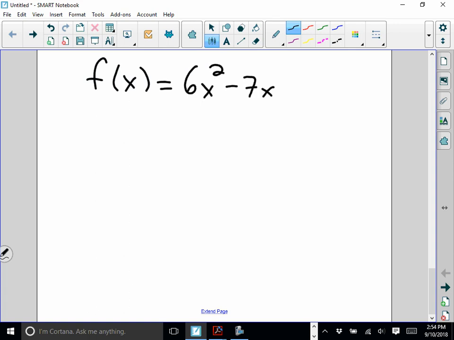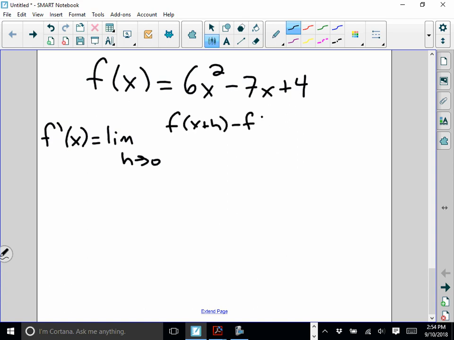So now I'm asking the same question. I want to find f prime of x here using the limit definition, and then I want to write the equation of the tangent line at x equals 4. Okay? So once again, we go back to our limit definition, which says f prime of x is equal to the limit as h goes to 0 of f of x plus h minus f of x over h. That is our limit definition.